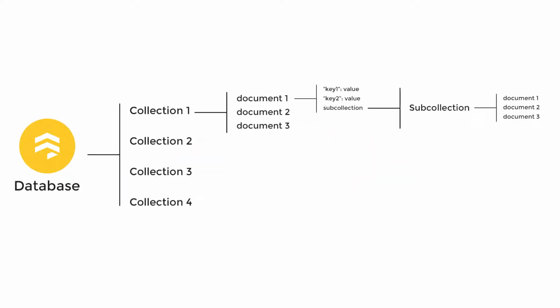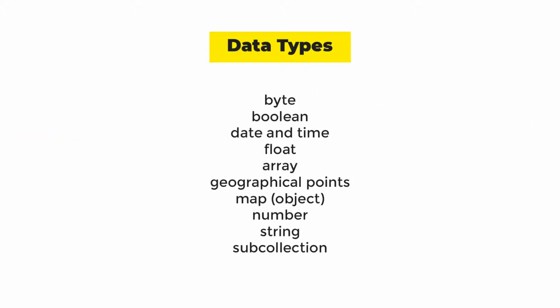Data in Firebase Cloud Firestore is stored in the form of collections and documents. A collection holds multiple documents. Each of these documents holds data of different types. It could be bytes, booleans, date and time, floats, arrays, numbers, strings, geographical points, maps, or other collections, aka subcollections, that in their own turn hold another set of documents that hold data, and so on.